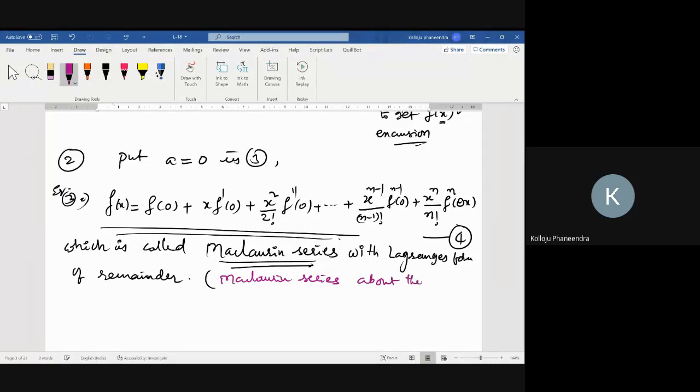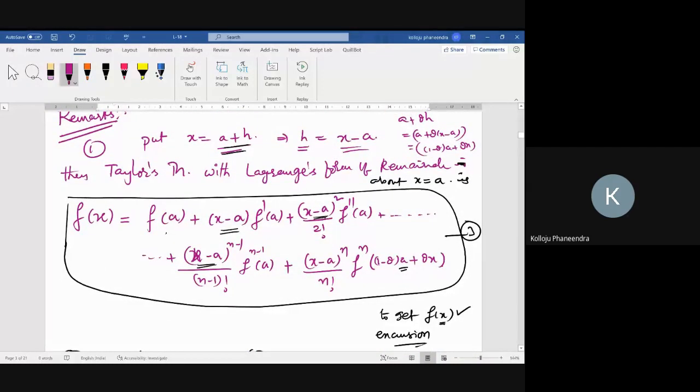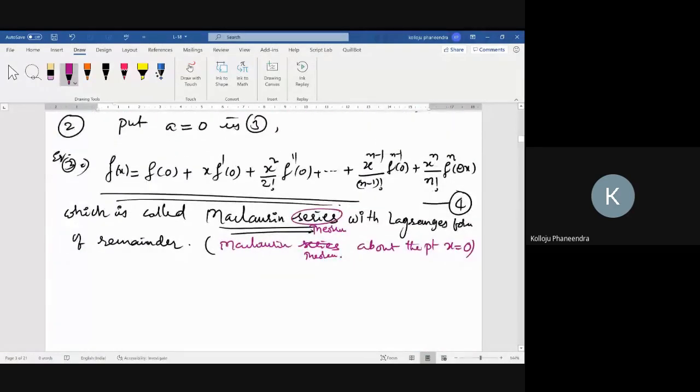About the point, what is a equal to 0? So x equal to a equal to 0. Maclaurin series about the point x equal to 0, or Maclaurin's theorem actually. Series means you will get an infinite number of terms. One can say this is a theorem. This is Maclaurin's theorem about the point x equal to 0. Okay, these two are the main cases. First one is Taylor's theorem with Lagrange's form of remainder, by substituting a plus h equal to x; you have to remember the first one. And the second one, Maclaurin series, Maclaurin theorem.